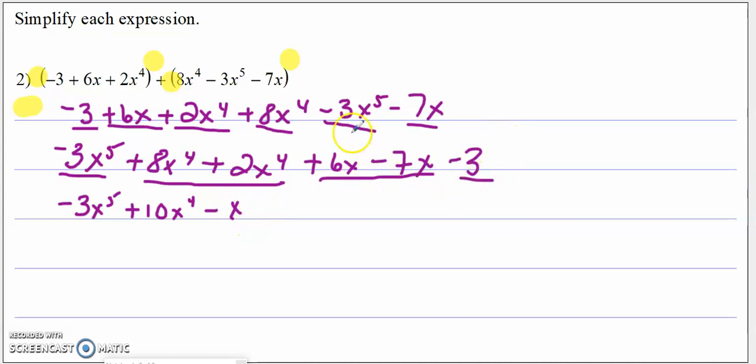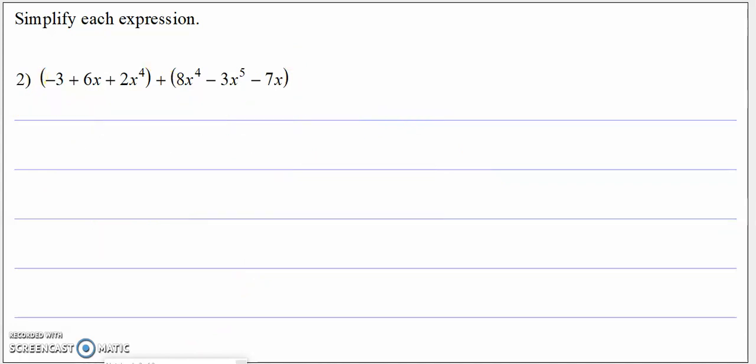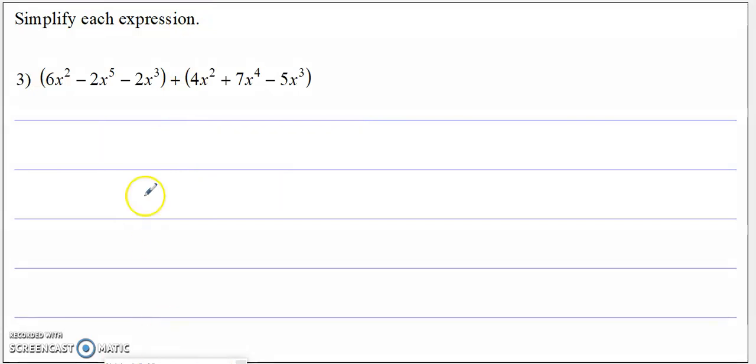And then, just like the beginning, the negative 3 is by itself, so there's my answer. Okay? Okay, we'll do 2 examples in this video.